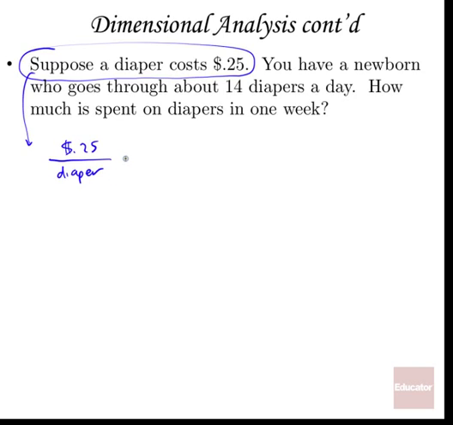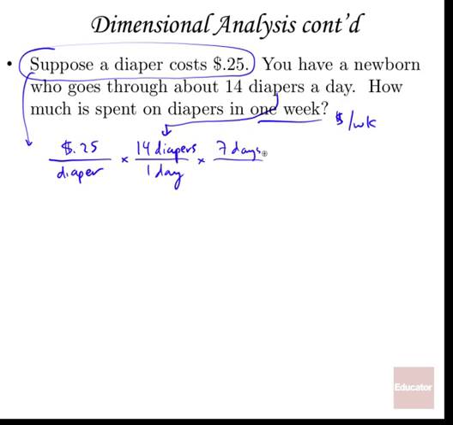Okay, so we're trying to multiply through and cancel units. The other item we see here that has diapers is 14 diapers a day. So that's another ratio. So 14 diapers goes upstairs to get canceled, and then 1 day on the bottom. And finally, I want to get my answer into week, or dollars per week. And so this is going to now be 7 days on top to get canceled, divided by 1 week on the bottom. And when all is said and done, you're going to get an answer of $24.50 per week to be spent on diapers.